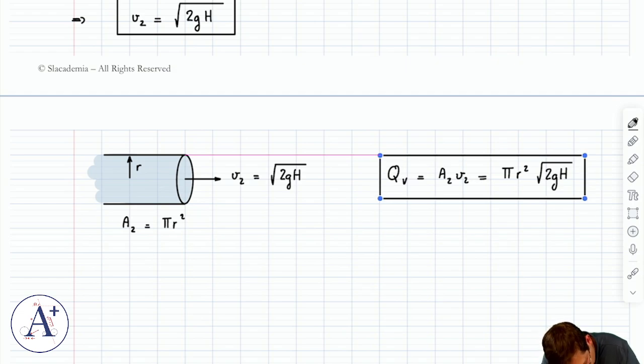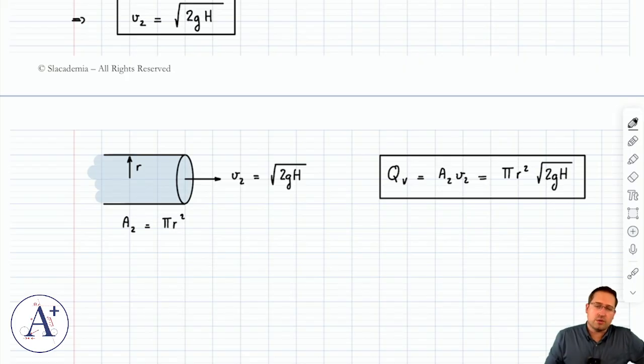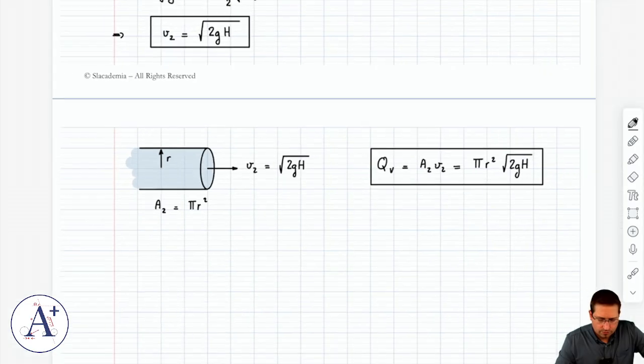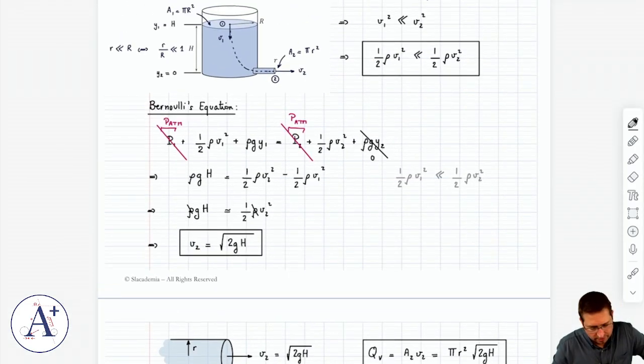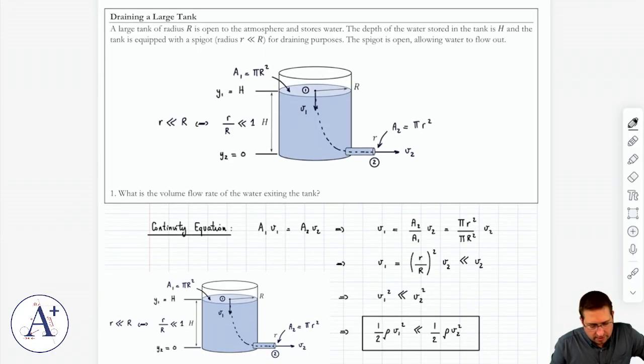All right, there we go. And so, of course, it's not perfect because h, in fact, is going to change with time, and so your volume flow rate is going to change with time, but right when the spigot is open, that is going to be the volume flow rate coming out of the spigot. And so if we go back real quick, have a look at what we did.